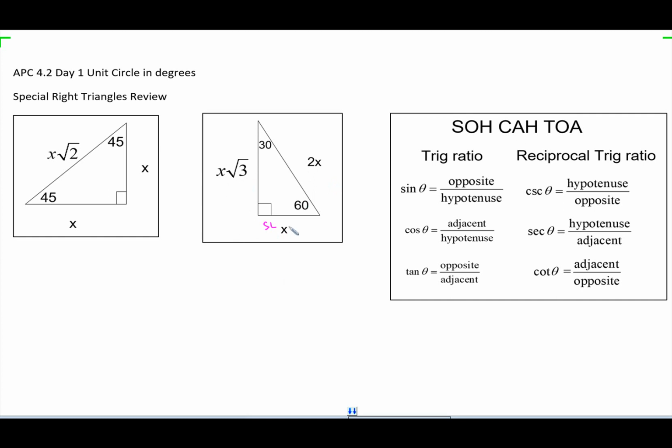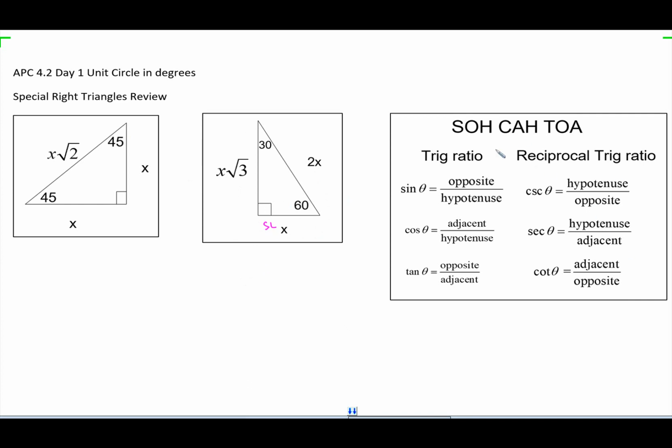Now if you don't know the short leg, let's say you know the long leg. If you know the long leg and you need to find the short leg, you would divide by radical 3. And if you know the hypotenuse and you need to find the short leg, you would divide by 2. So those were our rules for our special right triangles.